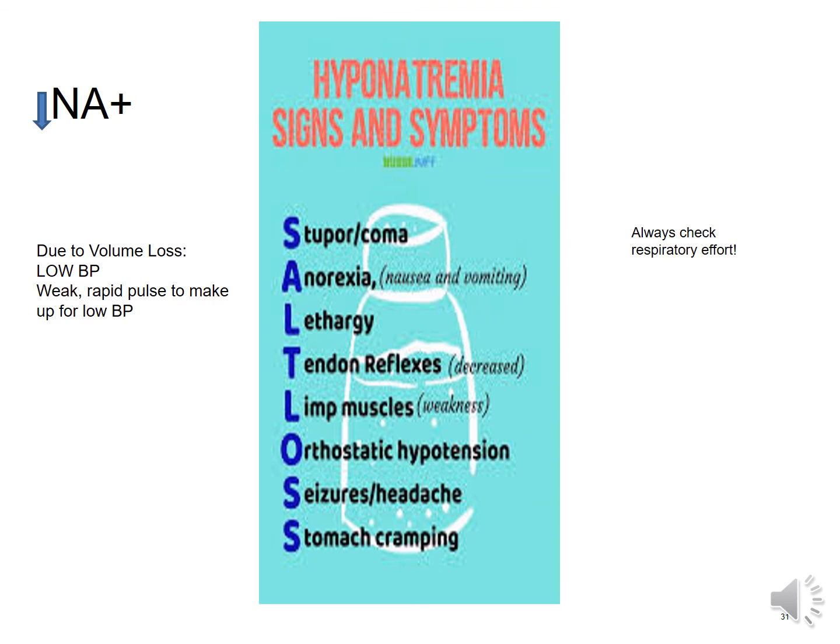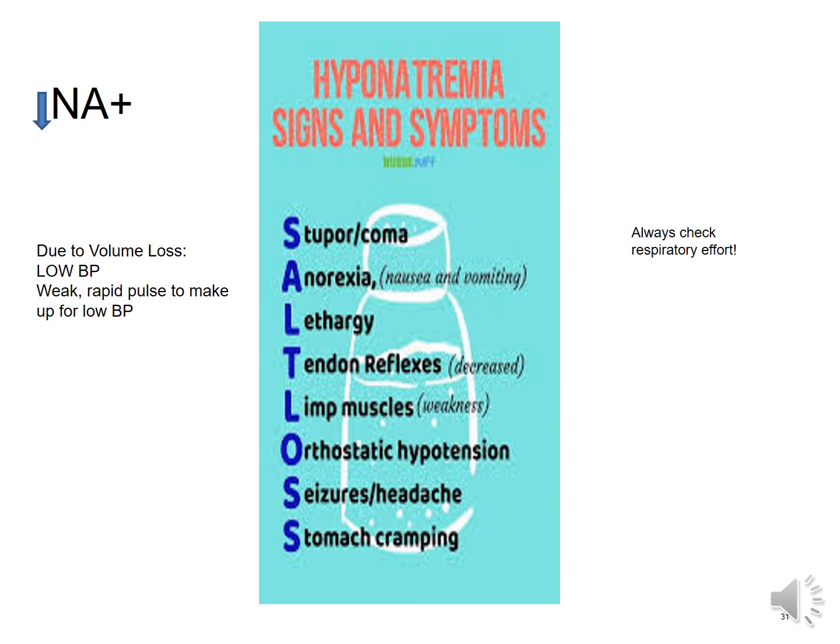And in response to that, what's going to happen? Your heart rate is going to do what? It's going to go up, right? So you'll see orthostatic hypotension, but a weak rapid pulse to make up for that blood pressure. So your pulse is going to be weak, rapid, and thready, and you're always going to check respiratory effort if muscles are weak. Because what's your diaphragm made out of?